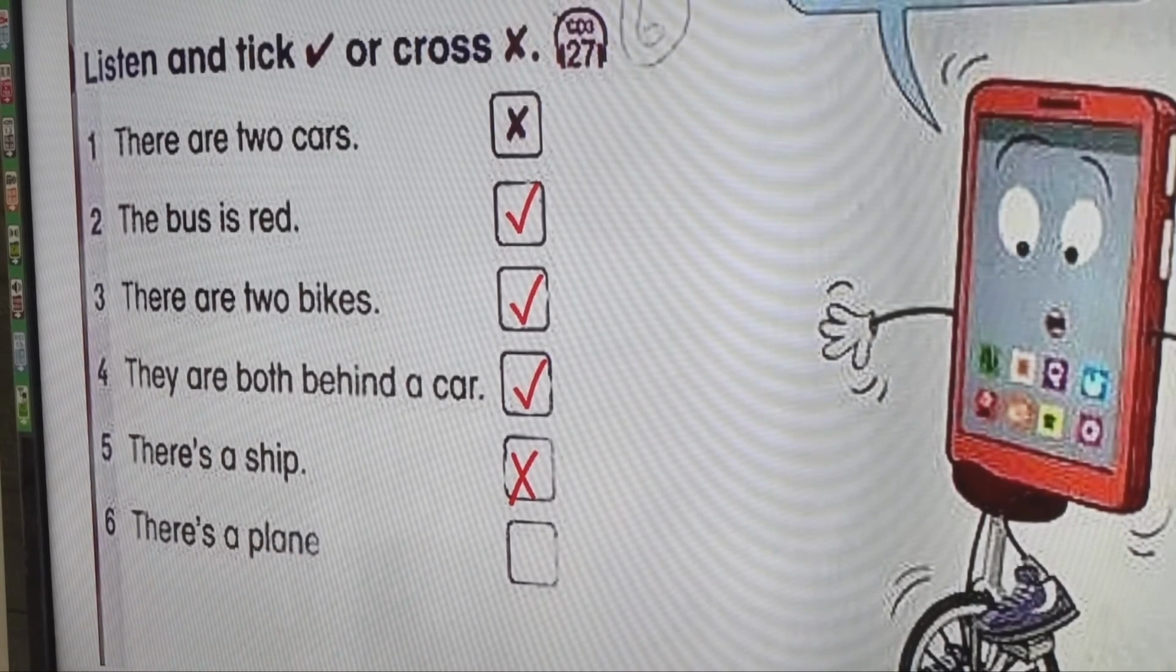There's a motorbike and there's a plane, right? So is there a plane? Yes, there's a plane, okay?